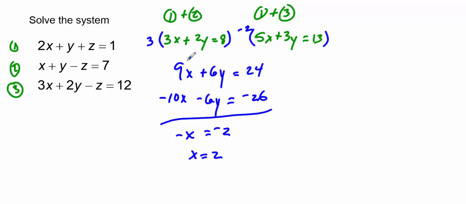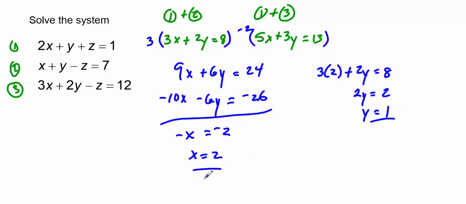I'll go back to one of the two variable equations and say that 3 times 2 plus 2y equals 8. 2y is equal to 2. Y is equal to 1. So now I have x and y solved for.